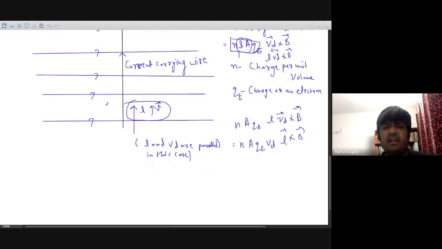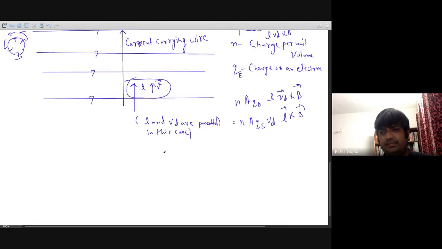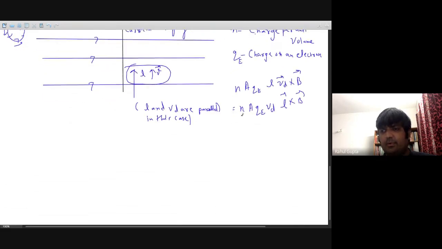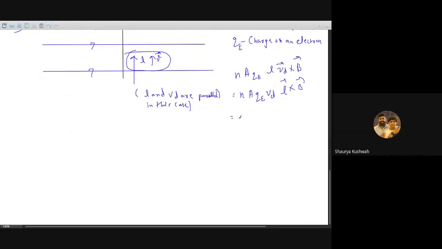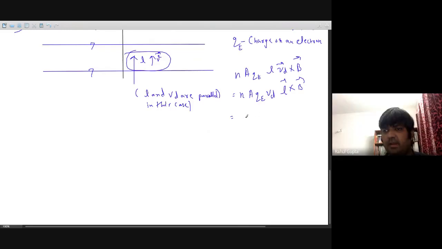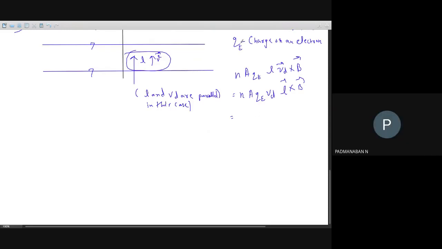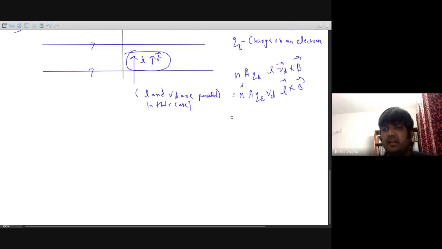Actually, they will be parallel in all the cases. Even if it's a circular wire, the electrons will always move along the length only, right? Yes or no? Yes, sir. So, you get this part or not so far? Yeah, I got it. Everybody? Yes, sir.